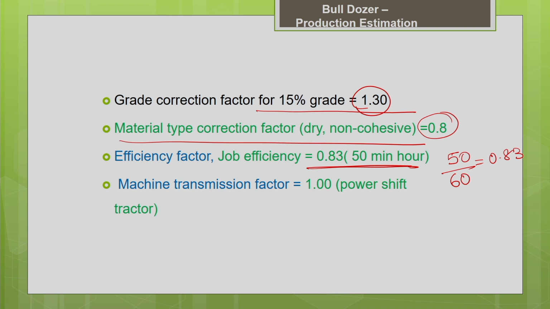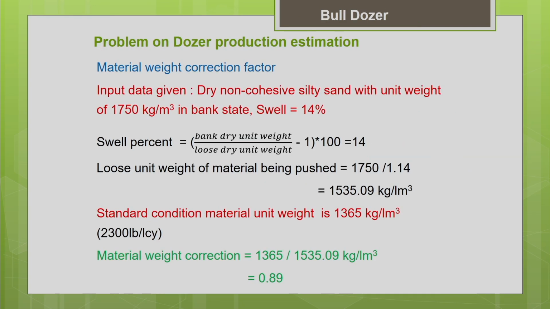Then machine transmission factor. So in this problem also it is automatic gear change, power shift mode. So you need not apply any correction factor. So it is just 1. It is same as the ideal condition. In ideal condition also it is power shift mode. Here also it is power shift mode.